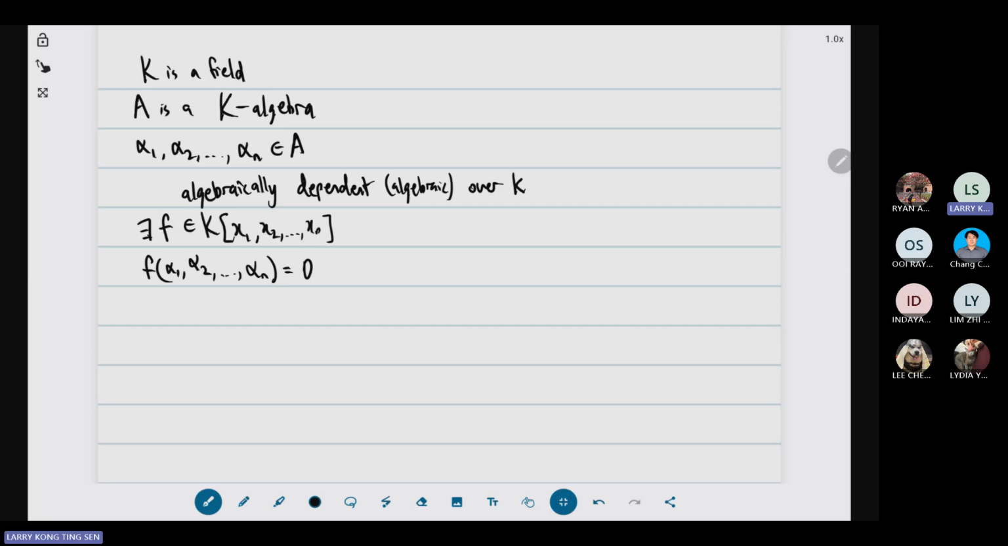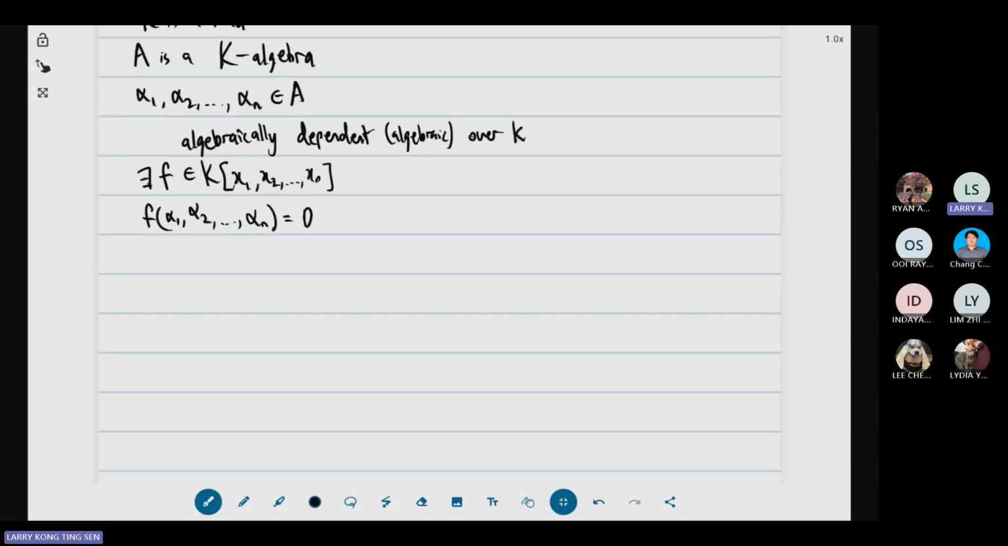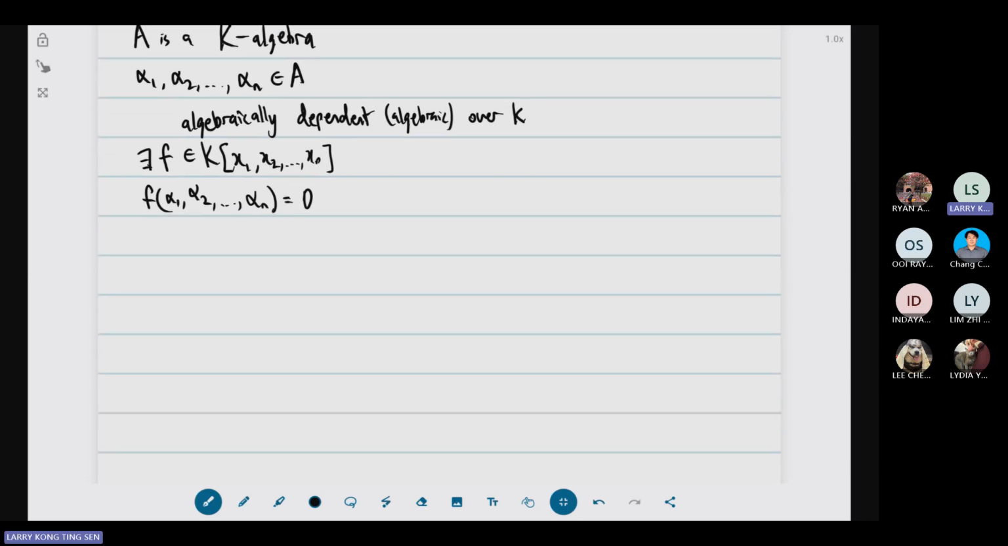So basically the idea is like, if everyone here has taken linear algebra at this point, right? We say that a given set of vectors are linearly dependent if there are appropriate not all zero coefficients such that the linear combination of them equals 0. And in some way, this is a very similar deal. We say that these are algebraically dependent over K if there is a non-zero polynomial such that all of them become 0.